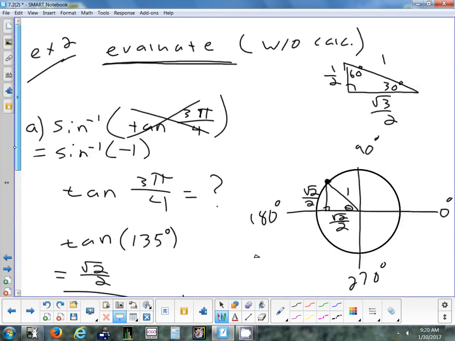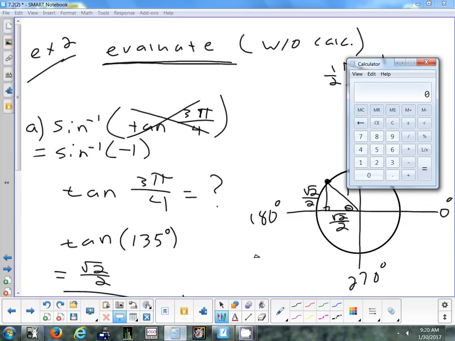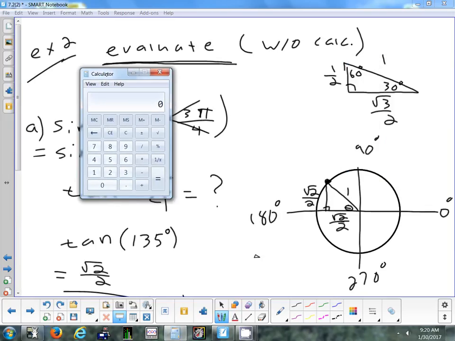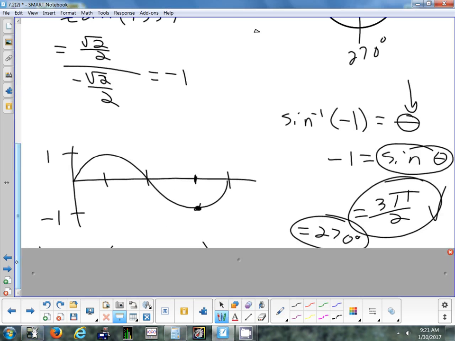This problem did not say to give me an answer between certain values, so I would accept 270. If it said to give an answer that's negative, does anybody remember what you add or subtract to an angle? You can always do this and it doesn't change the answer. You can always add or subtract 360 as many times as you want to get different answers. That's how I got negative 90. But for this problem, I would accept that. That's fine.